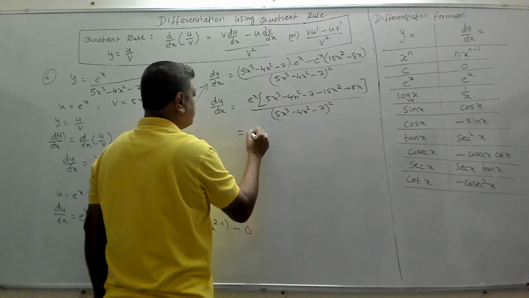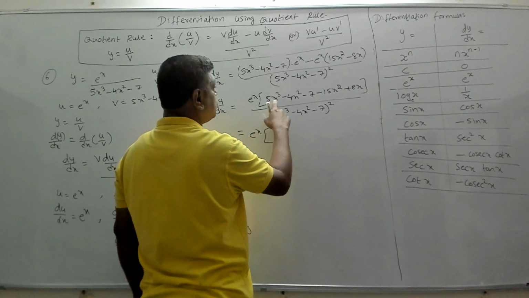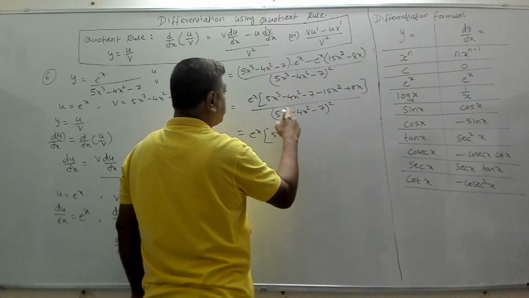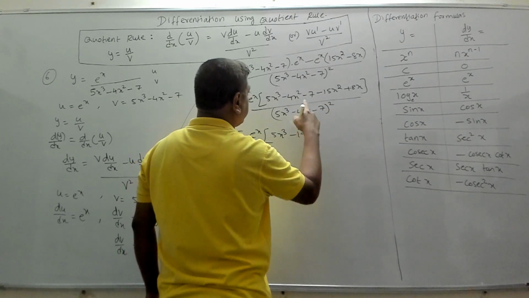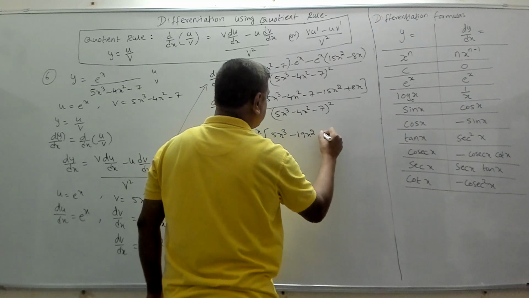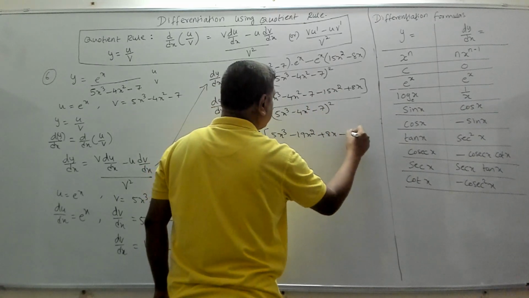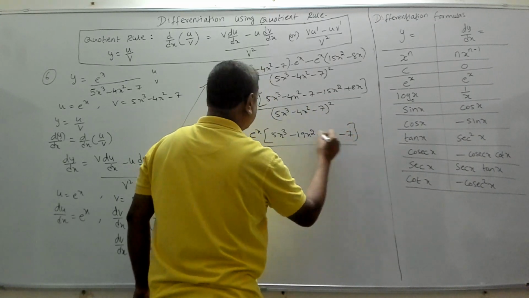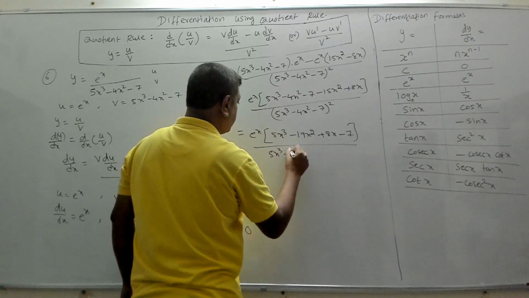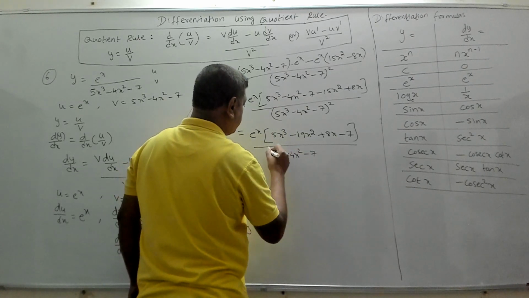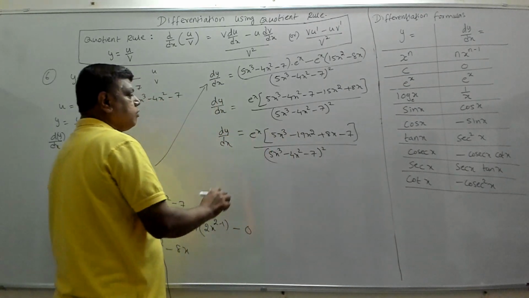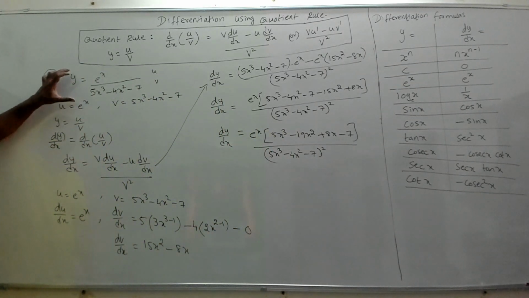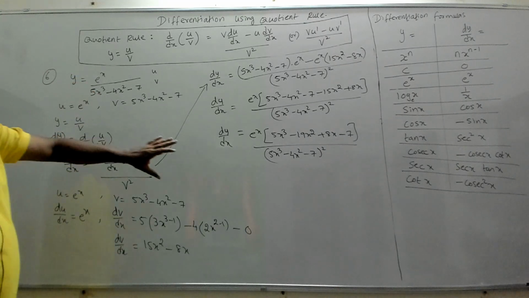So that is equal to e power x into 5x cube, then minus 4x square minus 15x square is minus 19x square. Then minus 7, this is plus 8x. So we'll put plus 8x, then the number minus 7, by this one 5x cube minus 4x square minus 7 the whole square. That is your dy by dx. So that is the derivative of this function.